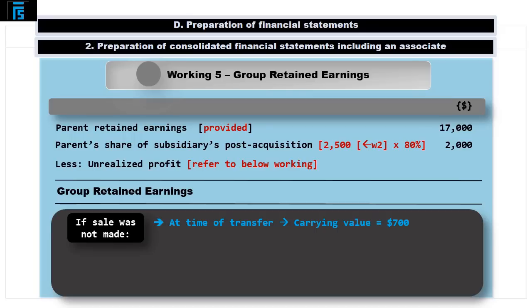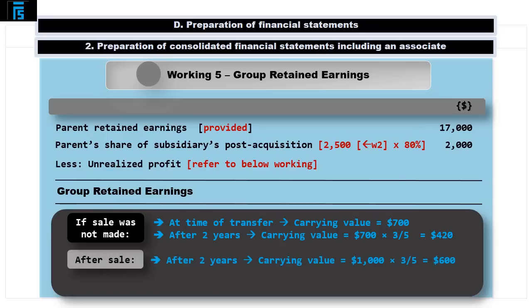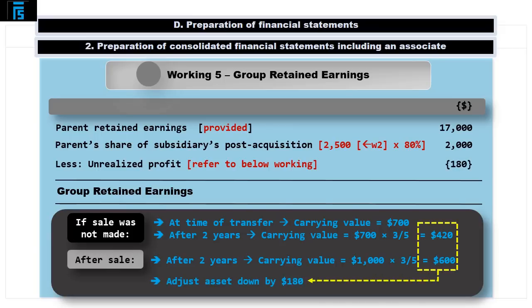So, at the time of transfer, the asset was carried by P at an amount equal to €700, and given a 5-year remaining useful life, 2 years later it would have been held at 3/5 of the original amount, that is €420. 2 years on from the transfer, S carries the asset at 3/5 of €1,000, that is €600, which necessitates a downward adjustment of €180 to group retained earnings and non-current assets.